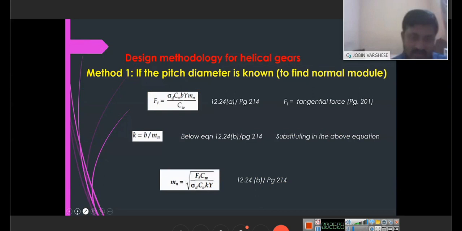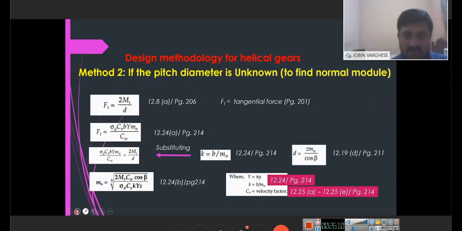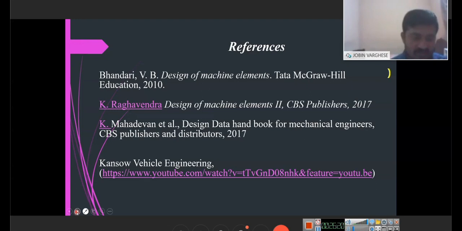I think I can complete. I'm not going to complete. However, I'll just do some part of the problem, just to show that to understand the concept. So these are the references I have used to make the materials. This is an example question I have taken from the Raghavendra book.